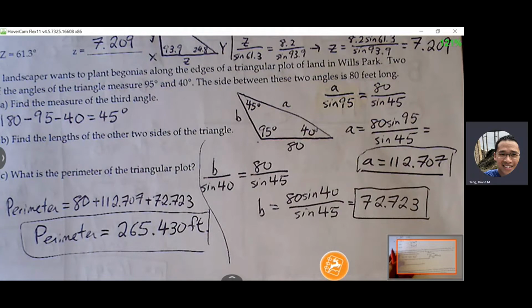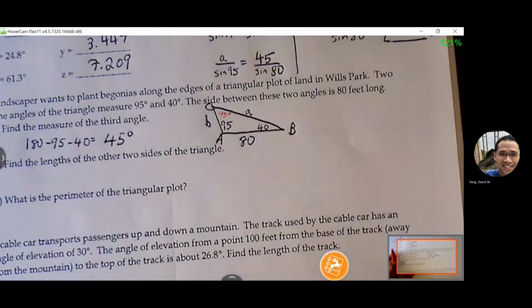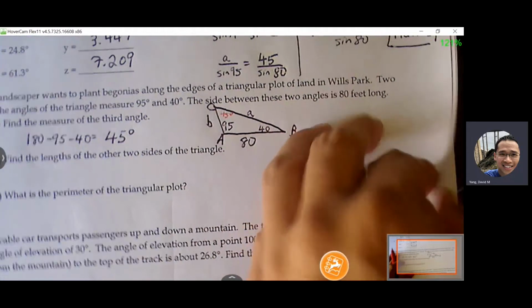Yeah, in the future it helps, but right now you really don't need it that much. All right, guys, one last problem.